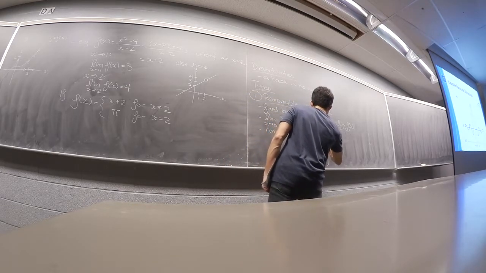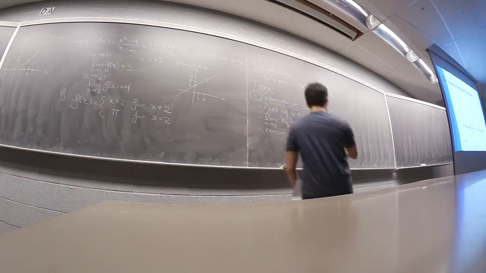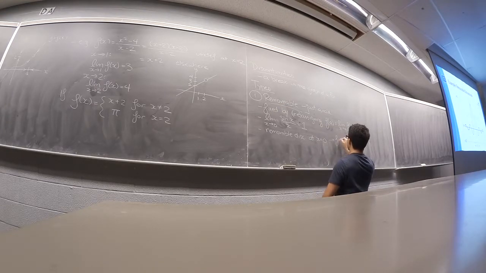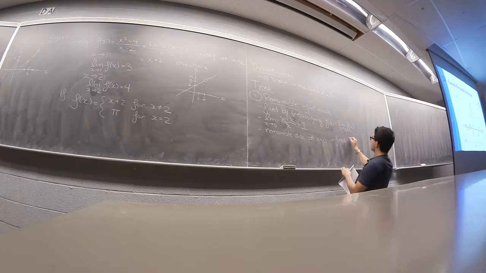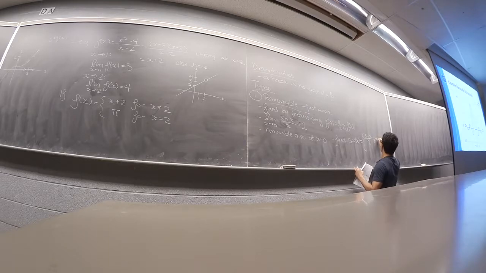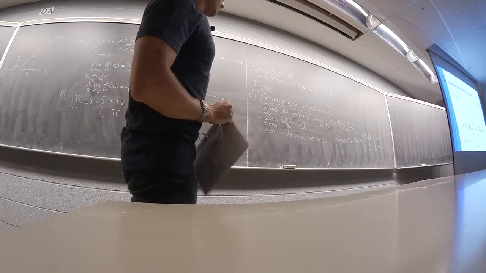At x equals 0, which could be fixed by repairing the function like this. We'll keep the function definition everywhere except 0, and at 0, we'll give it the value it quote-unquote should have. Okay?